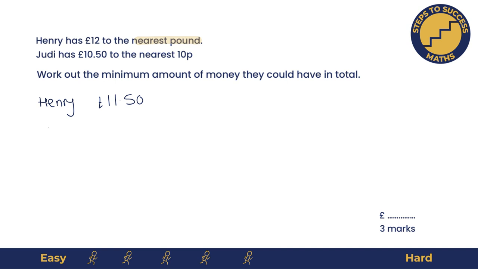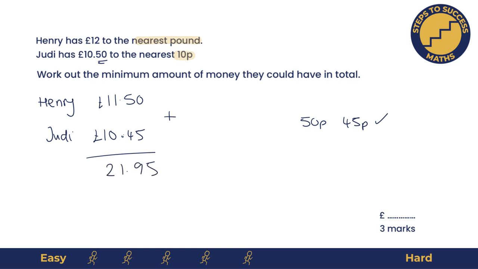Now what about Judy? She had £10.50 and you're going to the nearest 10p. So £10.50 to the nearest 10p. So think about the 50p part. You could have had 45p and that would still round to 50. So it's £10.45. And then to find the total, you need to add your two answers together. So that's £21.95.